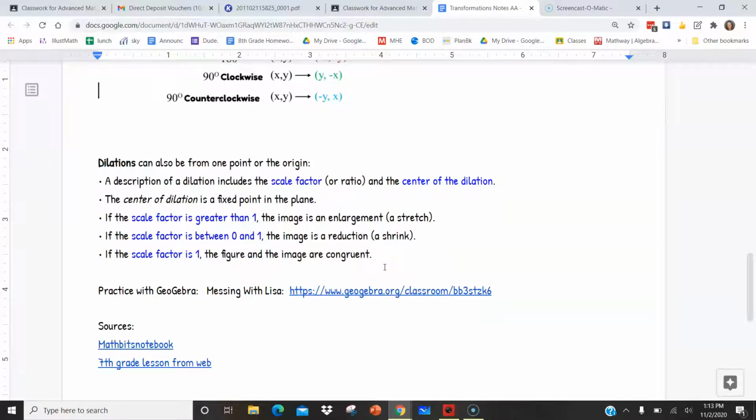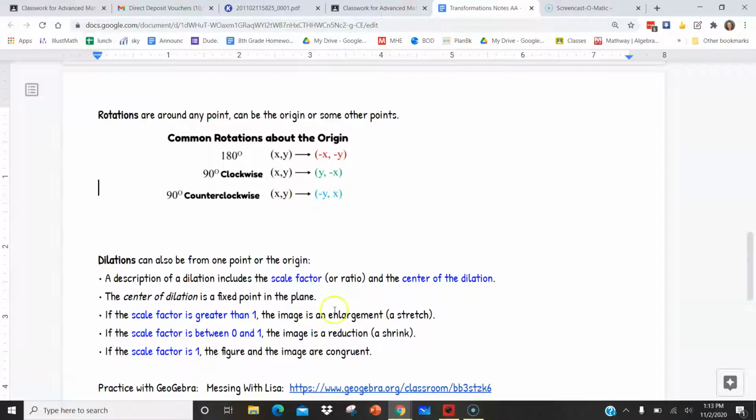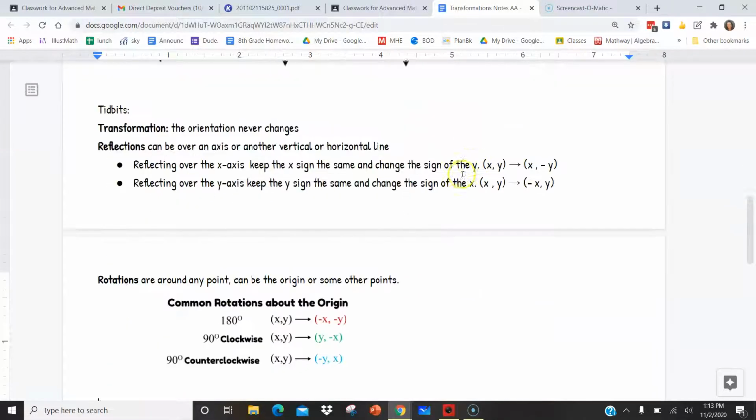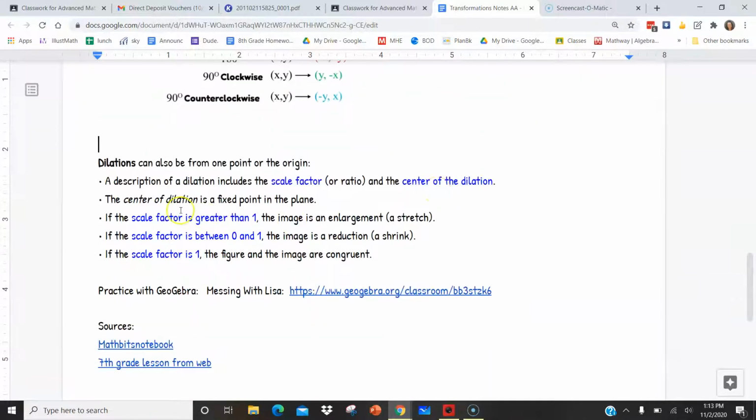Now, dilations, and again, here are your rules for that. Dilations can also be from one point or from the origin. So look at my dilation. Here's a dilation from one point. And I talked about that scale factor earlier. So if I say I'm going to get 5 times larger, whatever my ordered pairs are, say I have 1, 1, I just multiply that by 5. So my new ordered pair is 5, 5, because everything gets multiplied 5 times larger.